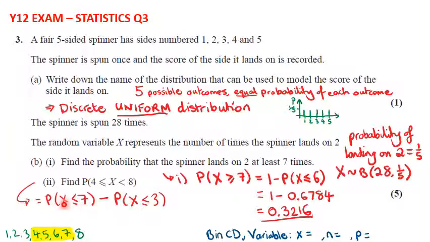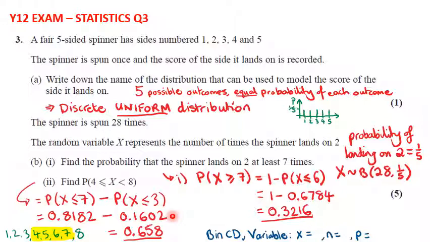So I want the probability that x is less than or equal to 7, which would be all of those, minus the probability that it's less than or equal to 3, and that will leave me with the ones that I'm looking for. Again, at this point for each of these, we are in binomial cumulative distribution. This time I'm going to go variable, x is 7, n is 28, p is 1/5 to get my first number there, and then variable, x is 3, n is 28, p is 1/5 to get that answer there, and then that's my final answer.